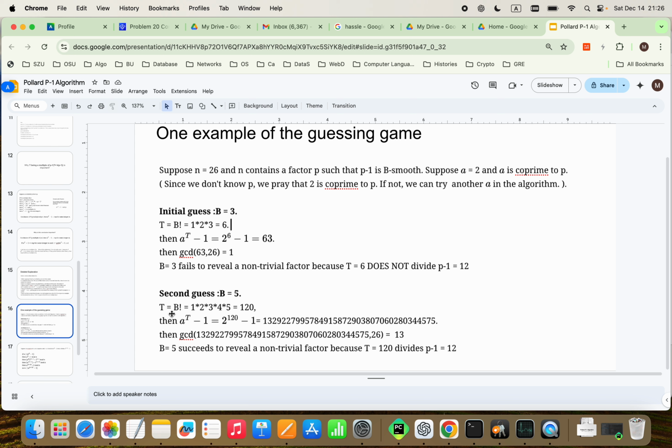So through this example, you can see by increasing b, you make t a multiple of p minus 1, and this will help you reveal a factor. So I hope by now you already get a hang of it. But if you didn't, it doesn't matter, because you can just watch the video a few times or find other resources.